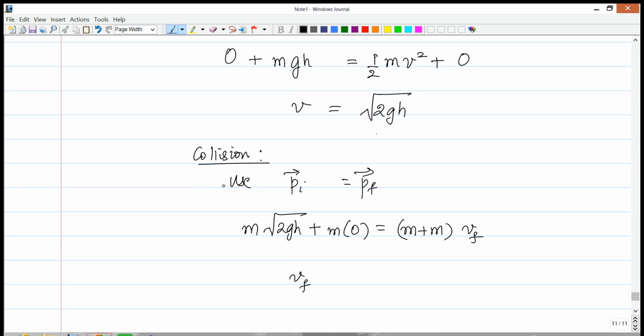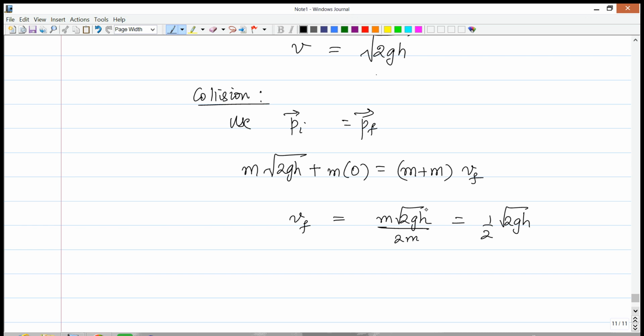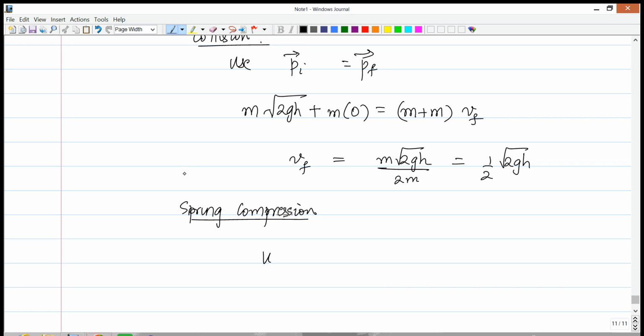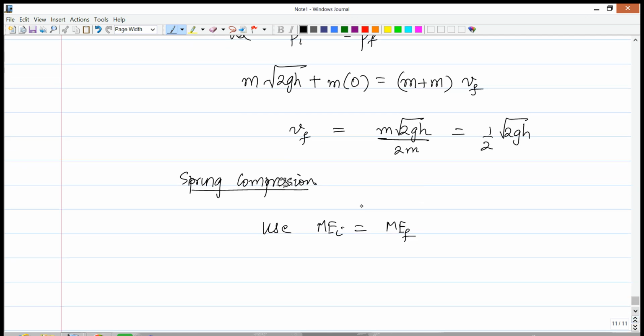Okay, so v_f is going to be equal to m times square root of 2gh divided by 2m, which is equal to 1/2 times square root of 2gh. Great, we have v_f. Now for the spring compression, okay, it's all moving on a frictionless surface. So we can now use, once again, ME_i equals ME_f and figure this out.